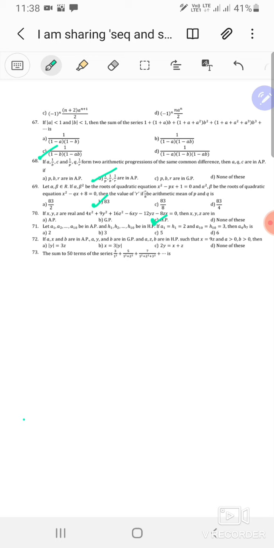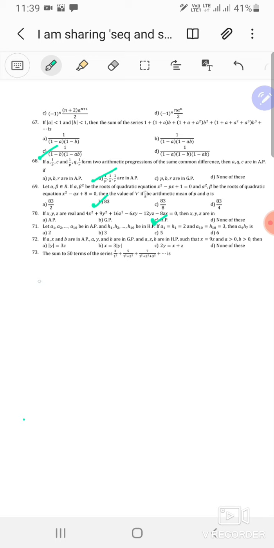Right. A1 equals H1 equals 2, and A10 equals H10 equals 3. Okay, so I'm getting the thing now. So we can in fact compute the values of A4 and H7, but I don't want to do that. Okay, so what can we do? Let's look at it like this.